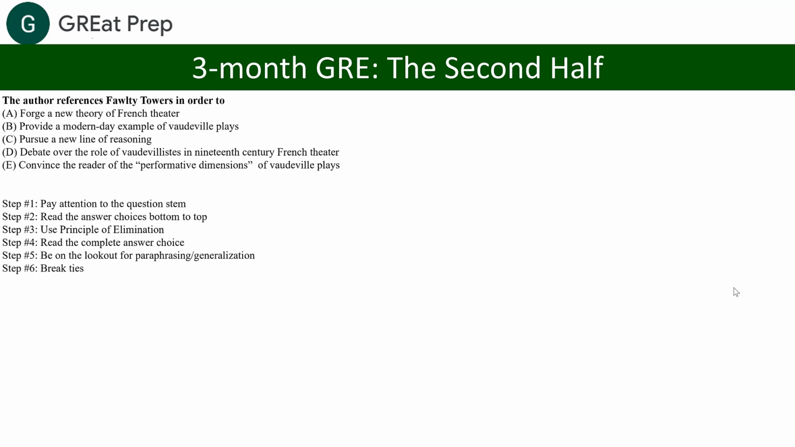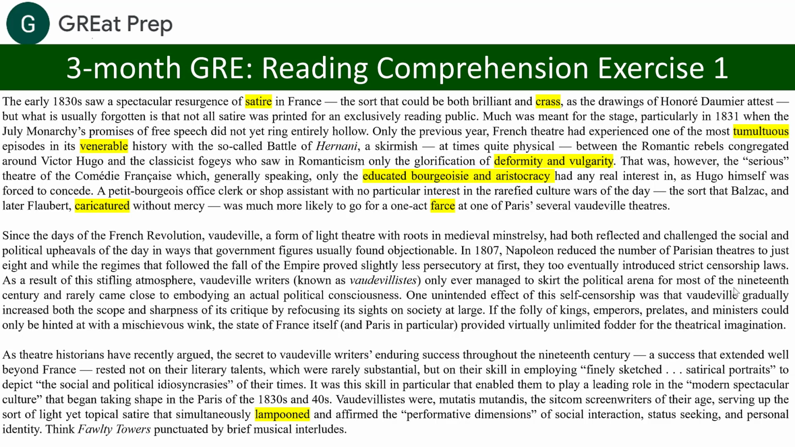This again, it's not an easy question, but we have a way to do it, and let's just do it. The author references Fawlty Towers in order to. This seems a very simple question stem. The key word here is Fawlty Towers. So when you see this reference, you have to go back to the passage and quickly see where exactly this word was used. And it's very clear here that this word was used.